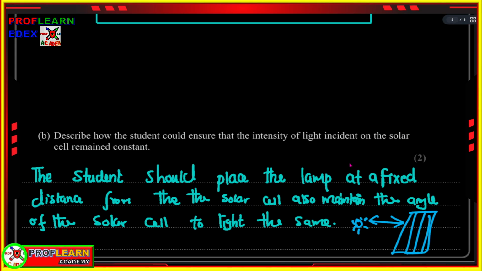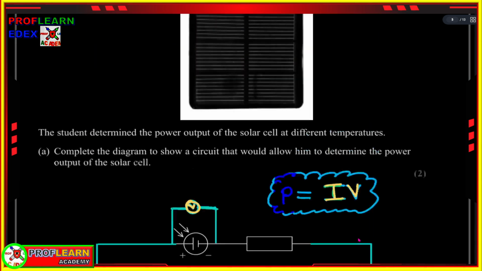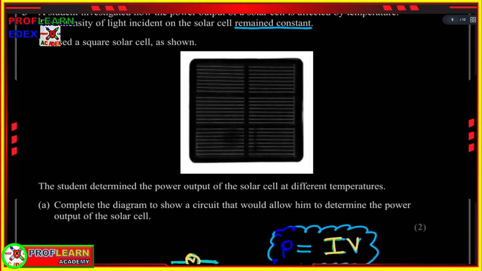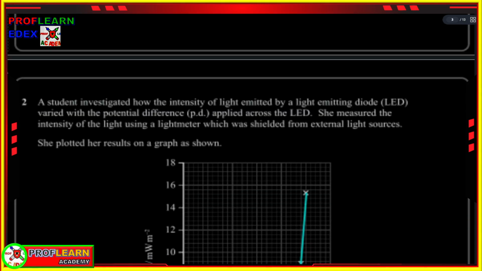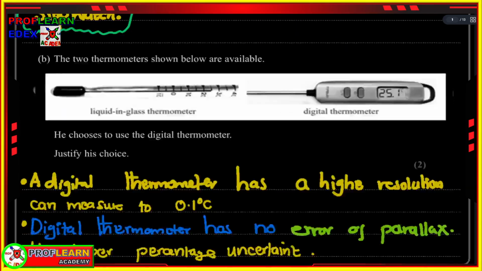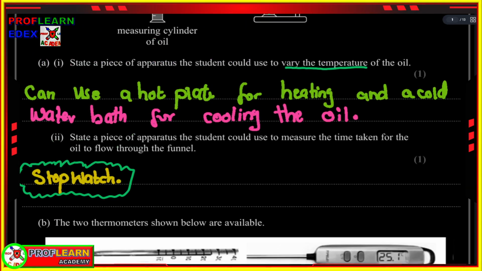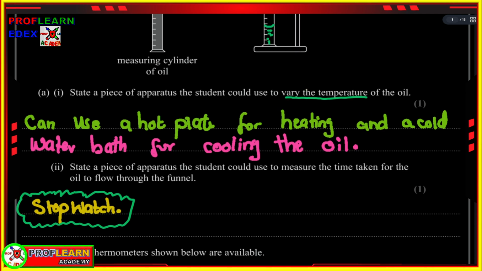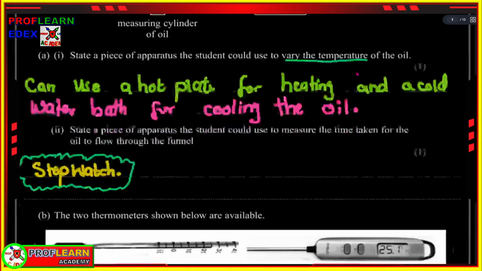Together with the angle, it should be maintained constant. So in this section, you see from the first question, we have looked at a scenario whereby we were supposed to state how the temperature can be varied.